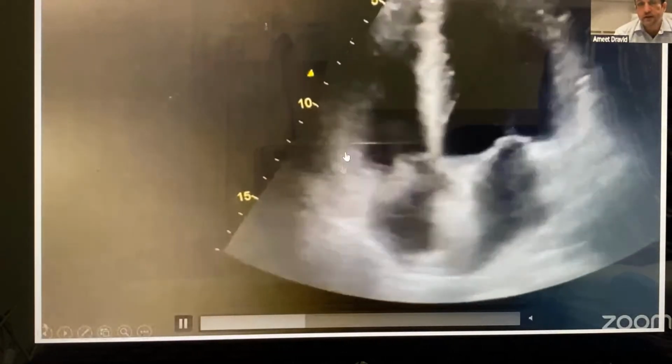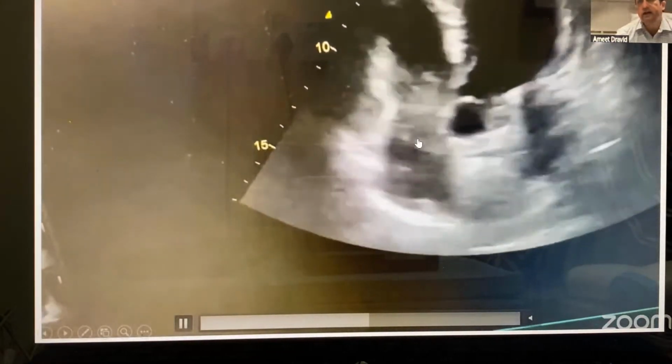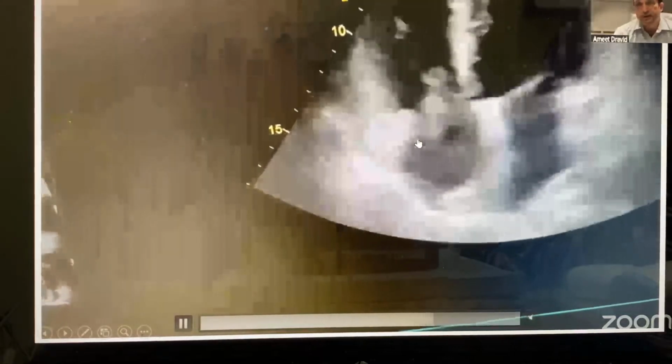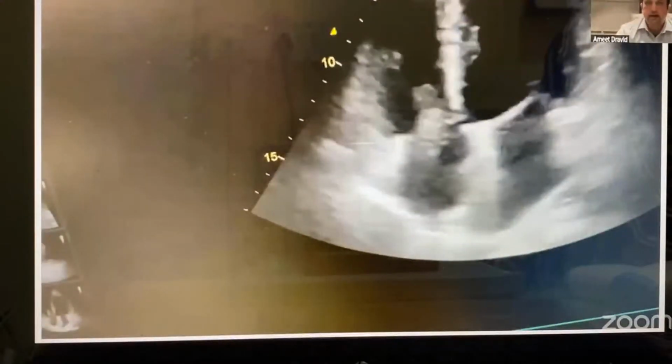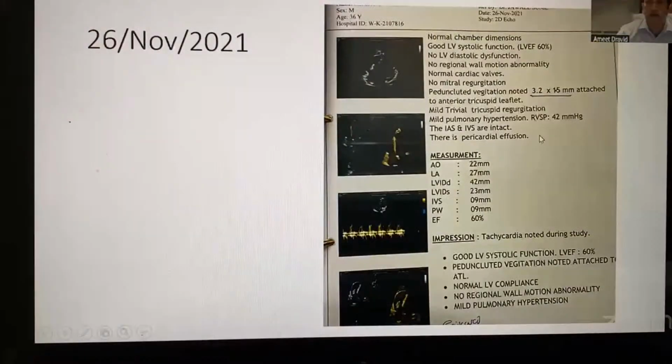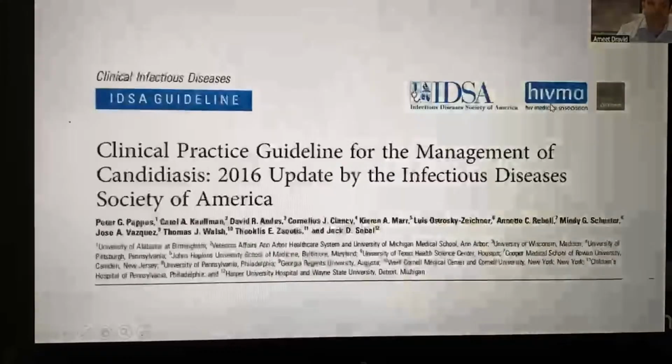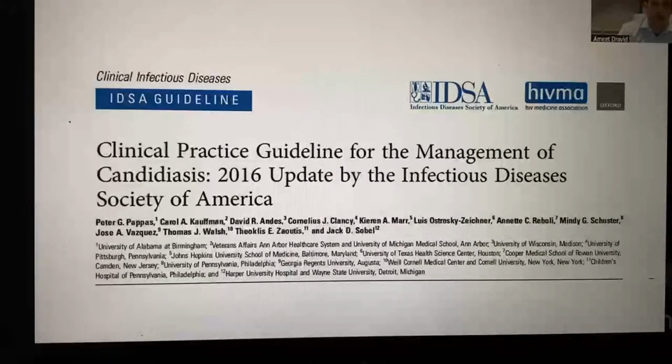you can see the tricuspid valve has a very large vegetation. So just like Staph aureus, Candida CRBSI can end up causing tricuspid valve endocarditis. Because there was a large tricuspid valve endocarditis, we can't give more painkillers.